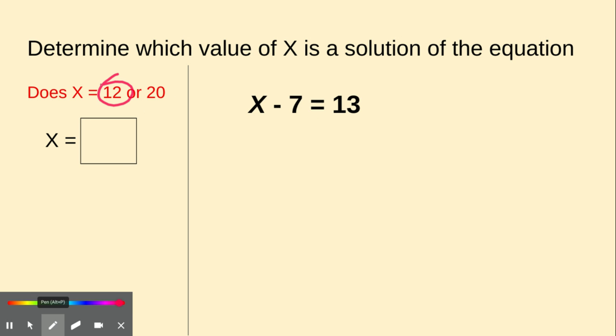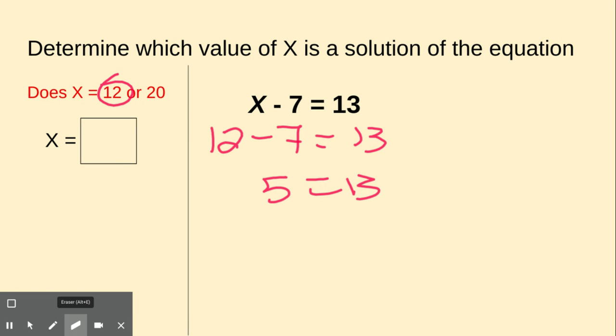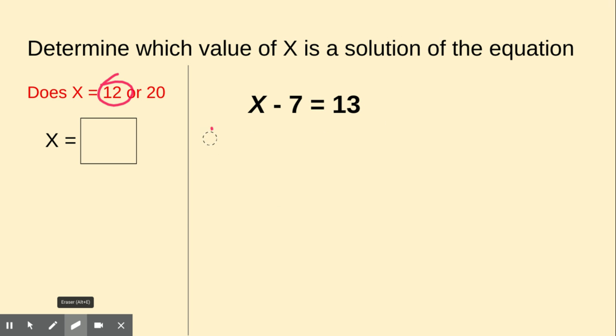So we'll plug 12 in for x. 12 minus 7 equals 13. 12 minus 7 is 5. Is 5 equal to 13? No, it's not. So we know that 12 is not what x equals. So now let's try 20 and see if 20 is what x would equal.